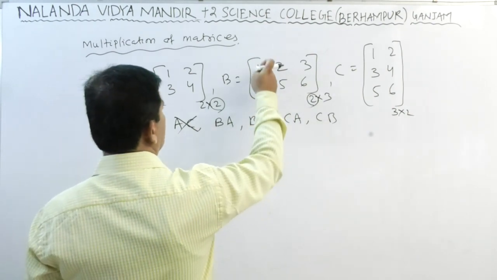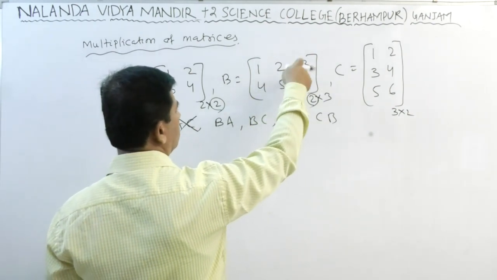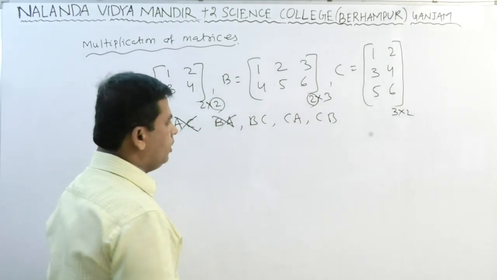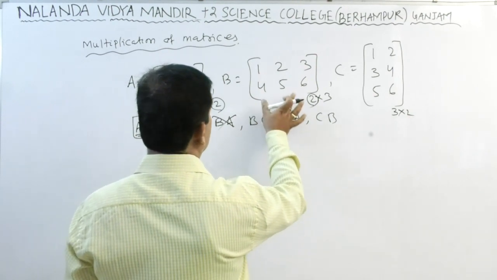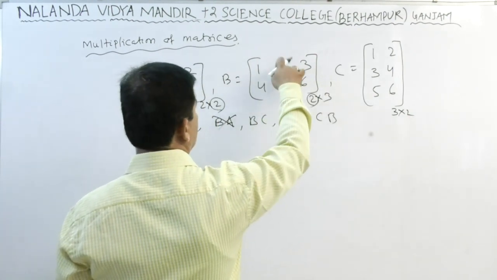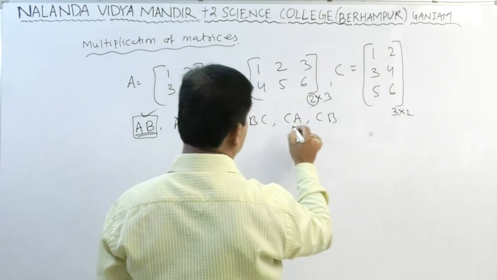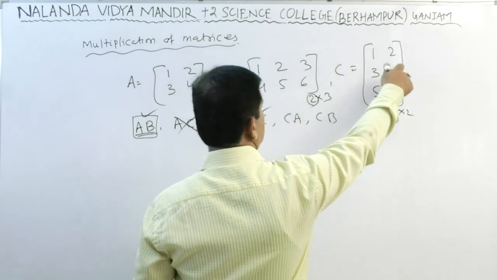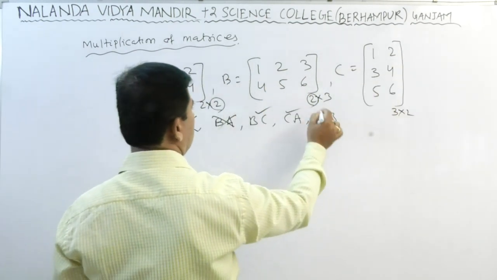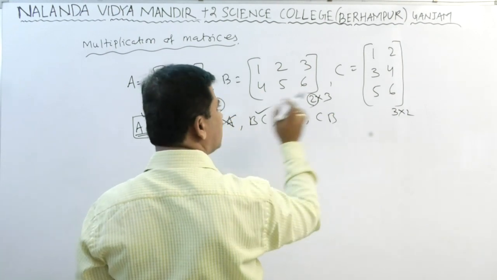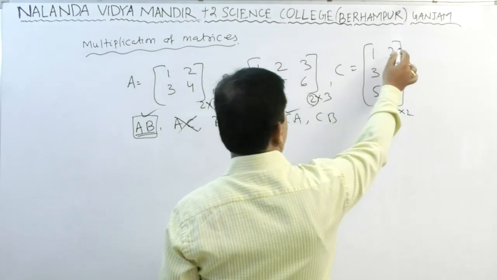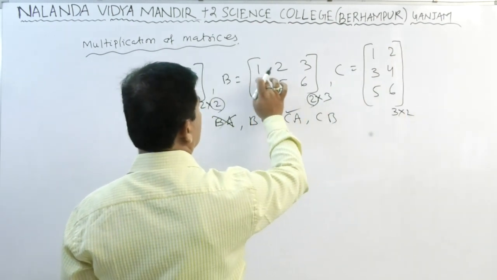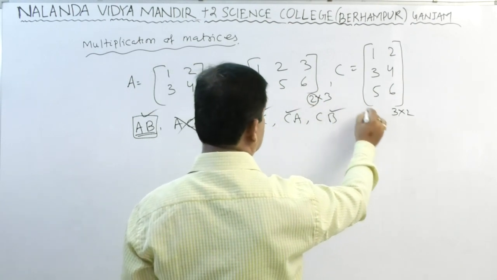BA: the number of columns in B is 3, the number of rows in A is 2. Therefore, we cannot define BA. Similarly, BC: in B there are 3 columns, in C three rows. Therefore, we can define BC and also CA, since there are two columns in C and two rows in A. We can also define CB: two columns in C and two rows in B. Therefore, we can multiply CB also.